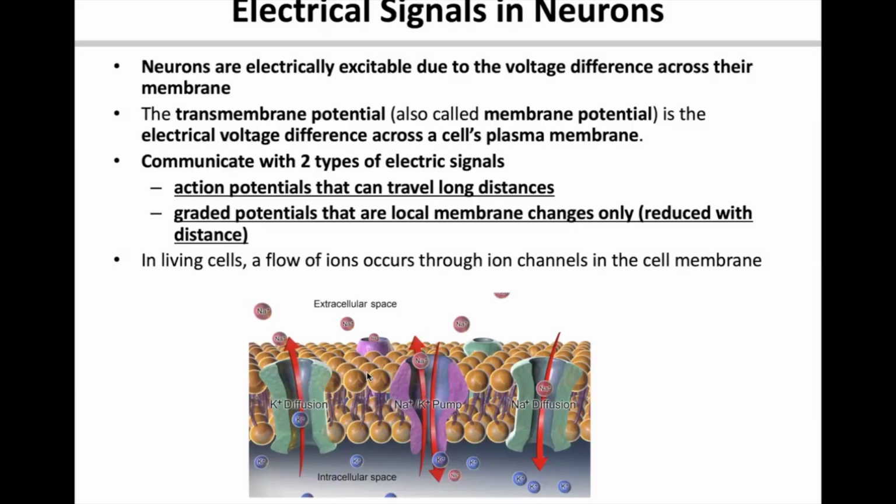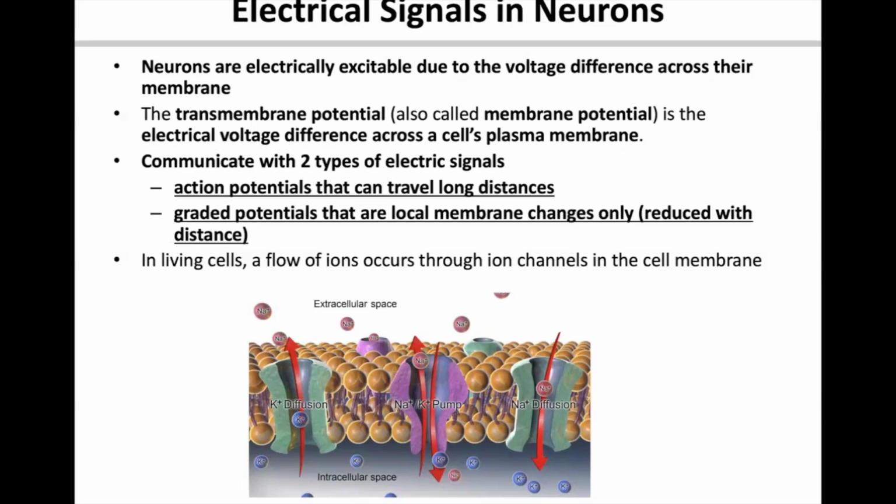If you look at this diagram, this is the membrane, a phospholipid bilayer, and there are ions outside and there are ions inside. Sodium is higher outside, potassium is higher inside, and we'll learn why that is. You can see that this difference in the distribution of ions causes what is called the transmembrane potential, or membrane potential. So the transmembrane potential is the electrical voltage difference across the cell's plasma membrane.